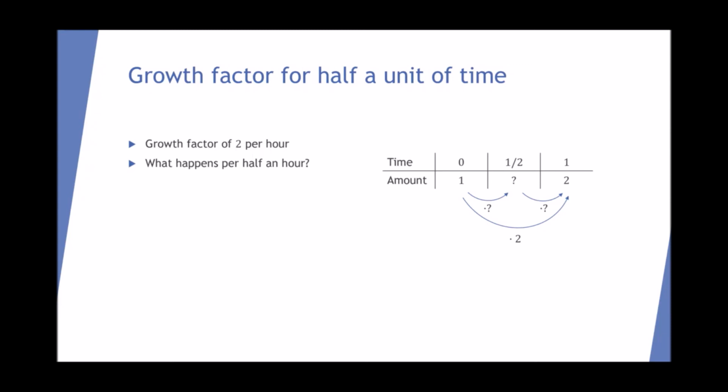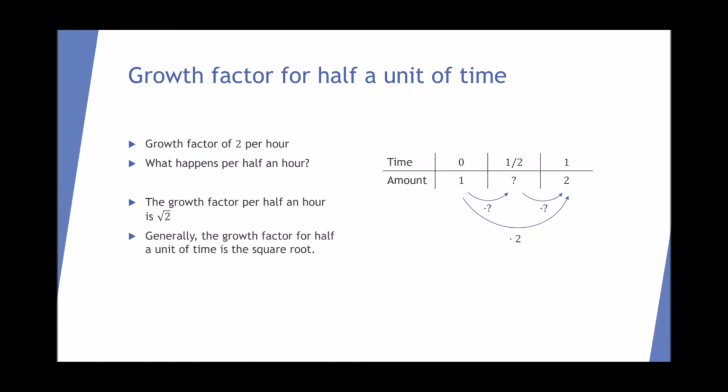Now I'm not going to fully explain this. If you really want to go deeper into this, you can watch my video more on growth vectors. But it turns out that the step we're going to be taking is square root of 2. And more generally, no matter what the growth vector per hour is, the growth vector per half an hour, for half the unit of time, is going to be the square root of the growth vector. So that is the thing you can remember there.